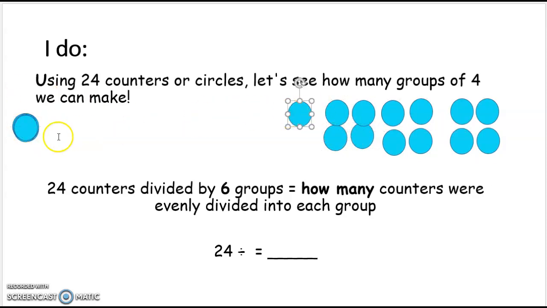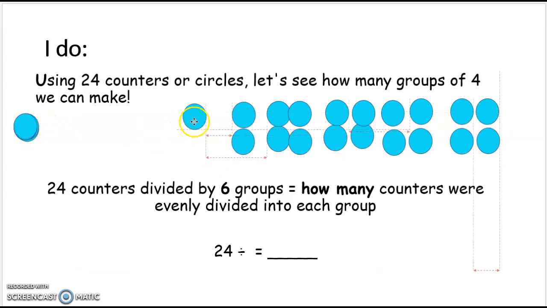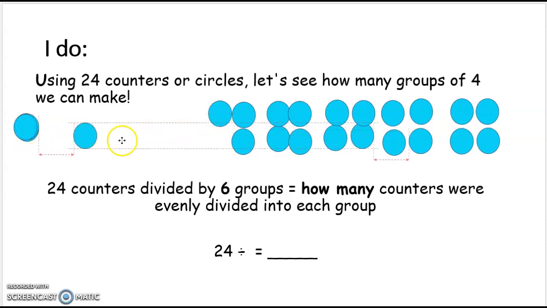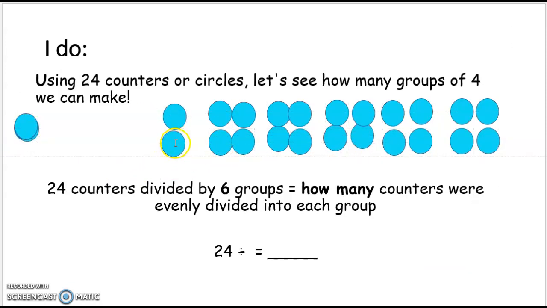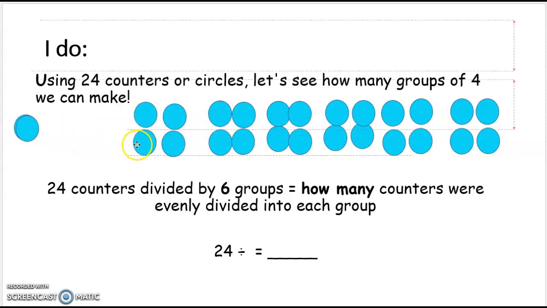13, 14, 15, 16, 4 groups of 4. 17, 18, 19, 20, 5 groups of 4. 21, 22, 23, 24, 6 groups of 4.